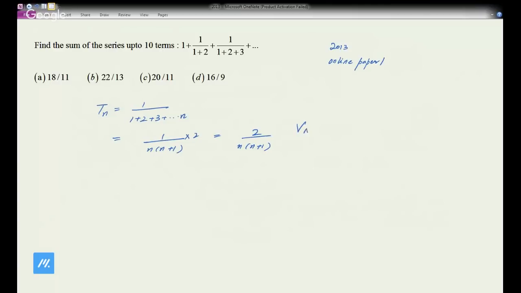Absolutely, VN method. Perfect. You are great students, all of you. VN or partial fraction, whichever you are comfortable with. I advise you to go to the MathonGo app and watch the VN method. This must be in the chapter sequence and series.